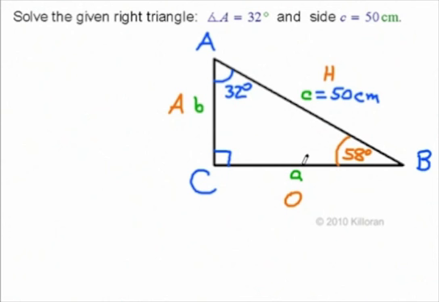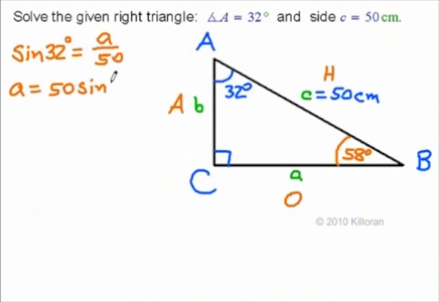So let's say I'm looking for the measure of side a. Well, I'm going to use this angle. This side is going to be opposite, and we're given the hypotenuse. The function that does opposite and hypotenuse is sine. So I'm going to say sine of the angle, 32 degrees, is equal to opposite, in this case a, over the hypotenuse, in this case 50. And all I have to do is solve for a. Multiply both sides by 50, and you get a is equal to 50 times sine of 32 degrees.